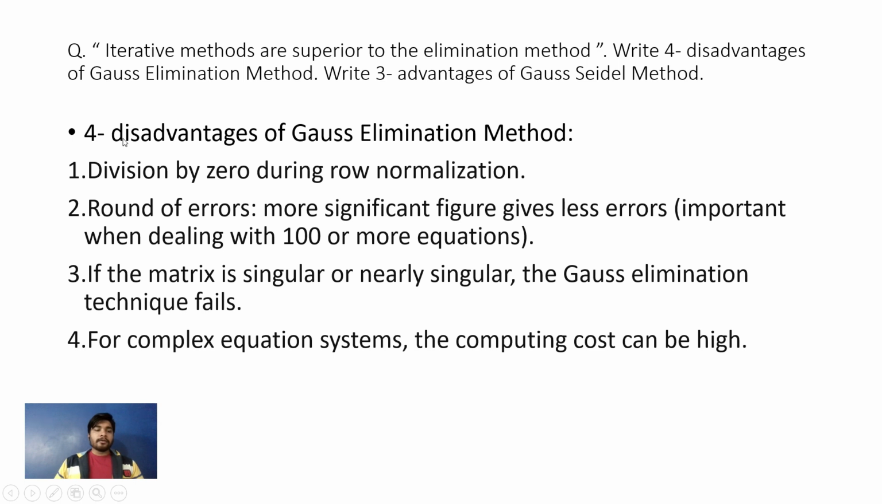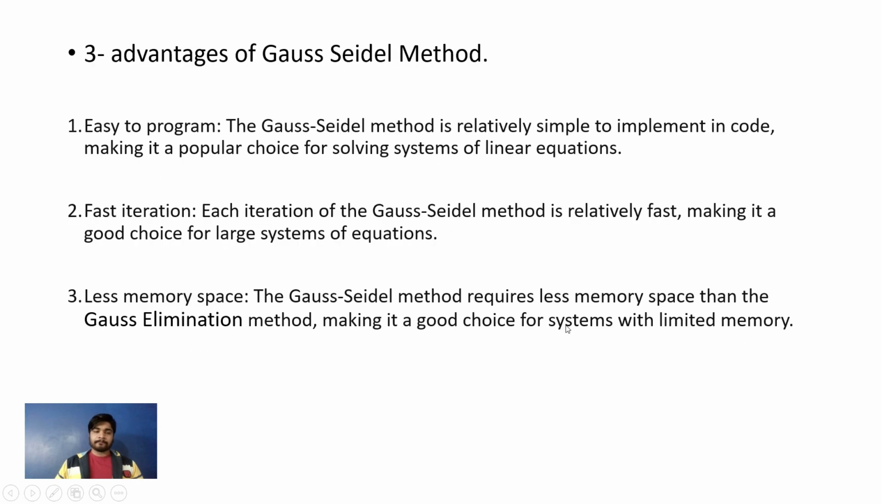So first, 4 disadvantages of the Gauss elimination method. The first disadvantage is division by 0 during row normalization. The second disadvantage is round-off error. More significant figures give less error, which is important when dealing with 100 or more equations. The third disadvantage is that if the matrix is singular or nearly singular, the Gauss elimination technique fails. The fourth disadvantage is that for complex equation systems, the computing cost can be high.